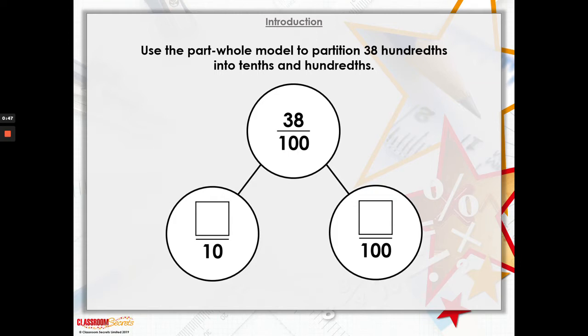All right, so 38 hundredths, try to work out how many tenths I have and how many hundredths I have. So again, you will need a piece of paper and pencil. You'll need that every day, just so you can do your squiggles on there. So pause the video, make sure you've got the resources, and try and work out this introduction question. Off you go.